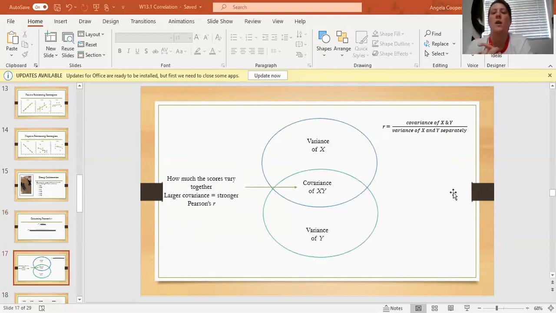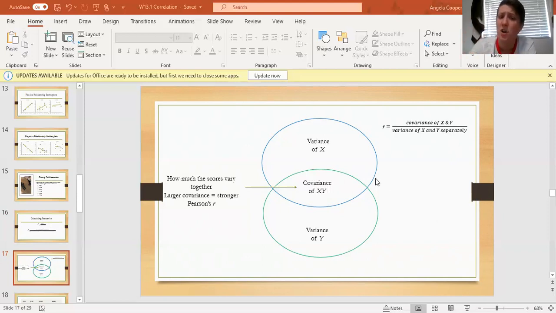Now, what that is saying is R is equal to the covariance of x and y. Covariance is this little Venn diagram here where they vary together. The covariance of x and y is where they overlap, where they go together at the same time. And we're dividing that by the variance of x and y separately. That's essentially what the Pearson's R formula is. We're taking how much the scores vary together and dividing it by how much the scores vary separately.